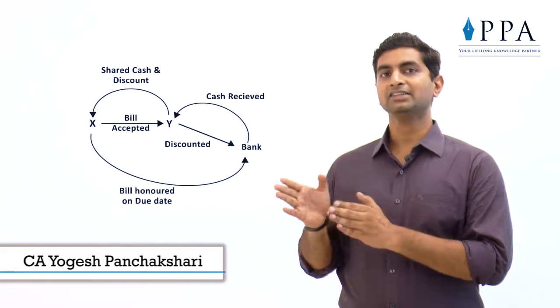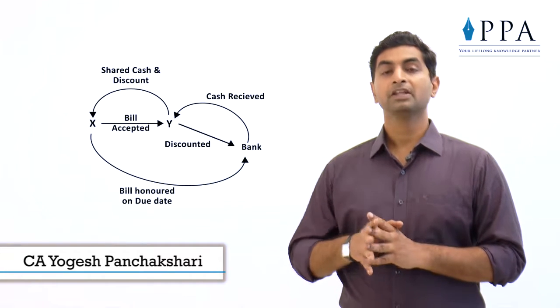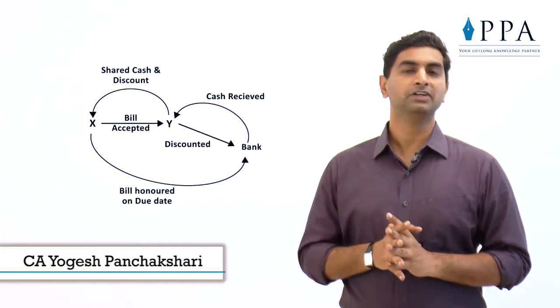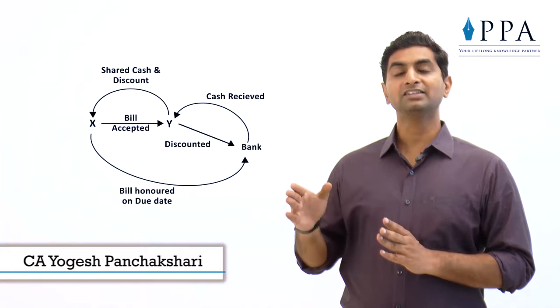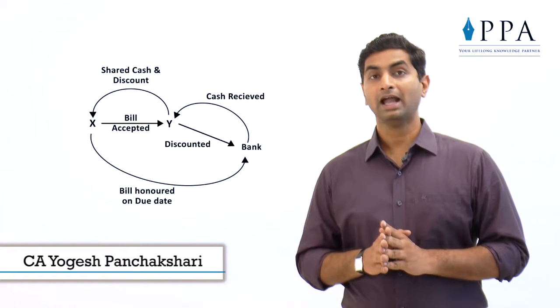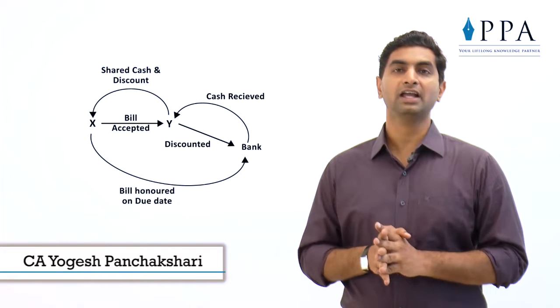Such bills are prepared to accommodate the need of cash of two parties. Let's take an example. Let's say X and Y are two friends. X drew a bill and Y accepted a bill, say rupees 1 lakh. Now X discounted this bill with the bank for rupees 80,000 and both of them shared this cash equally.